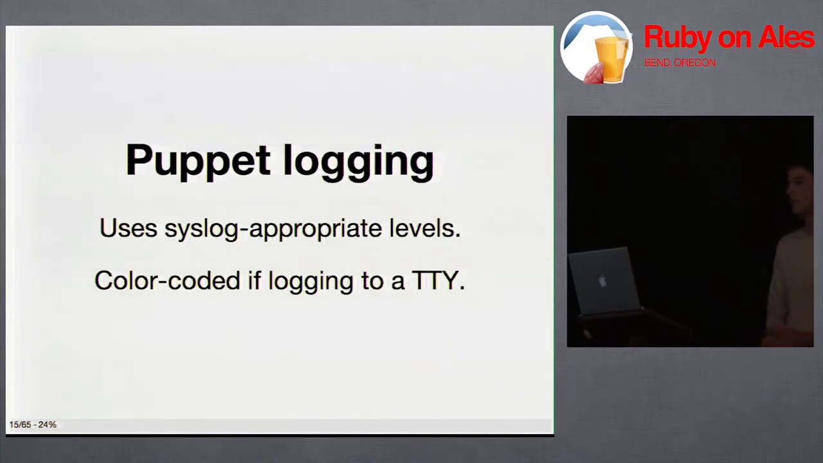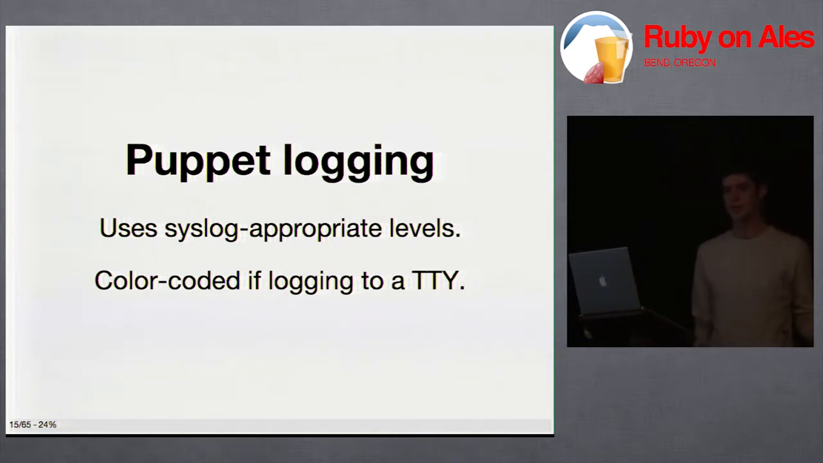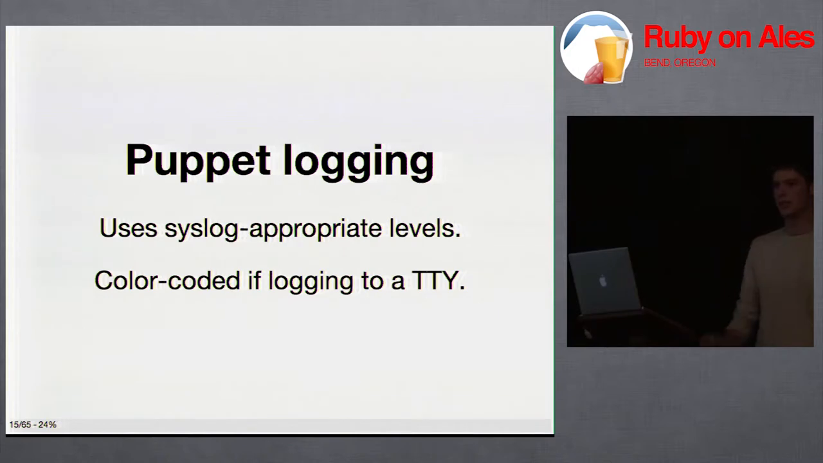And all the output is tagged using syslog terminology, so you can gradually build up from info-only warnings all the way up through debug, or turn it all the way down to just seeing errors. And everything gets color-coded if you're running interactively. So this is, I think, kind of the Cadillac of logging, that if you need to know what's going on in Puppet, it's easy to pick out the pink error line and work from there.